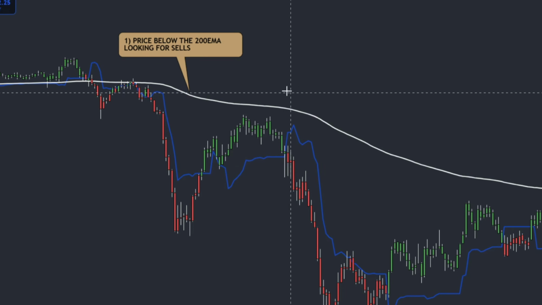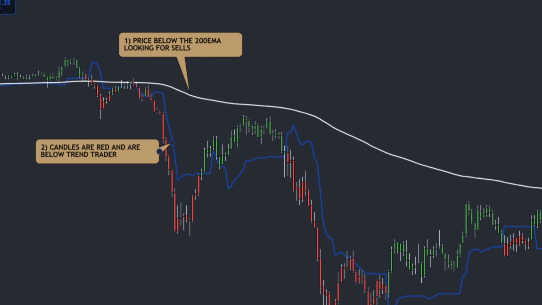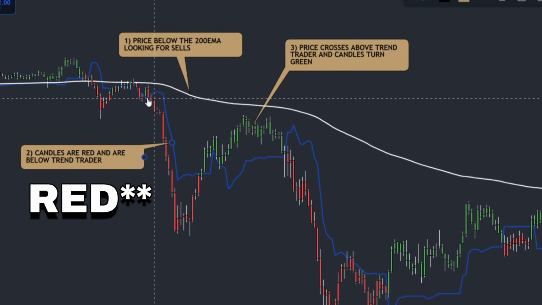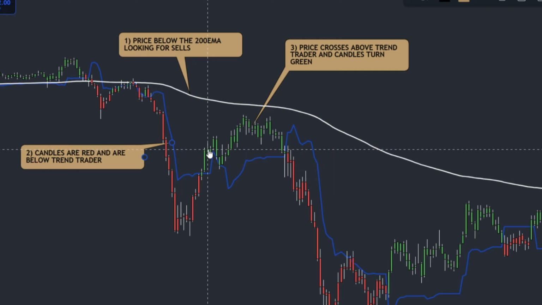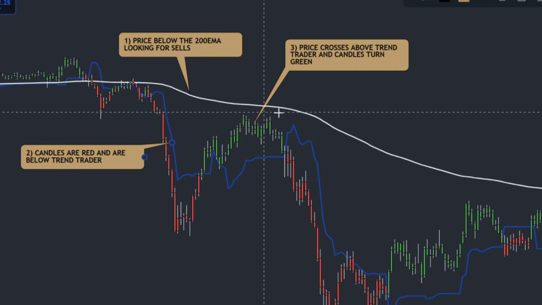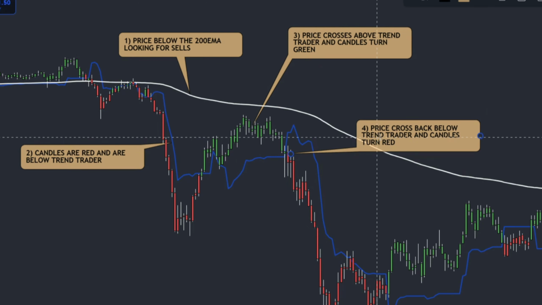Step one, price is trading below the 200 EMA, so we're going to be looking for sells here. Step two, we are also below the trend trader and the candles are currently green. Next, we want price to retrace, cross above the trend trader, and then the candles turn green, but stay below the 200 EMA. Step four, we get to cross back over the trend trader and the candles turn green again.